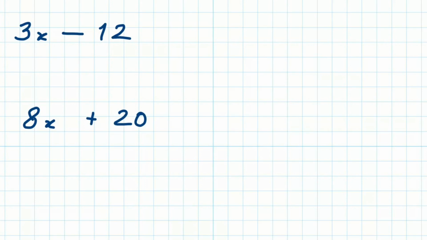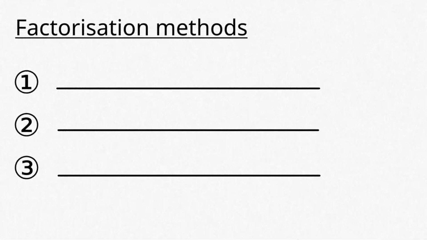Factorising is the reverse process to multiplying out brackets. When we multiply out brackets, we take an expression with brackets and rewrite it not to have brackets. With factorising, it's the reverse. We are going to start with an expression with no brackets and rewrite it to have bracketed expressions. There are three types of factorising that we will encounter.